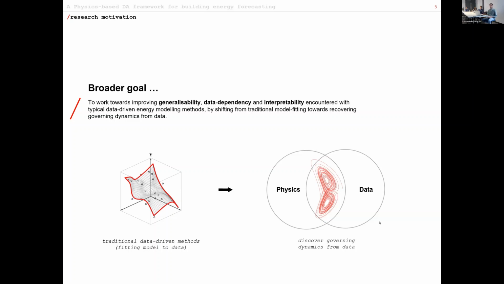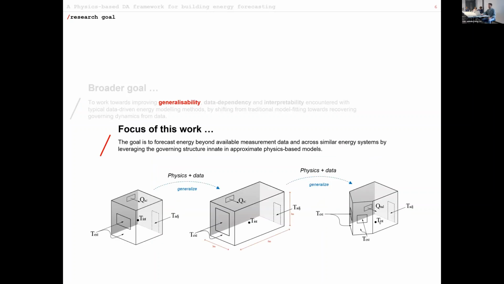They are more data efficient because you're not starting from scratch, but you're supplying principles that we already know and have known for a while, and they are of course interpretable because the structure of the governing equations is maintained. This is a developing field, and there's a lot going on in it. But the focus of this work today is a subset of what I've just said, and I'll be focusing on the generalizability aspect. How can we improve the ability of these energy models to generalize across out of sample scenarios, but also across similar energy systems?